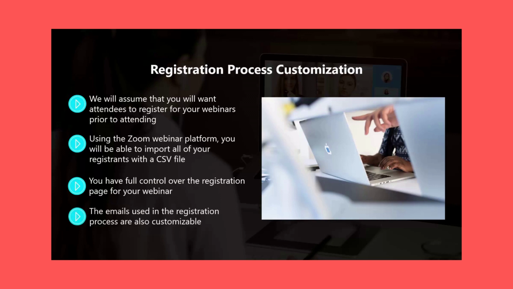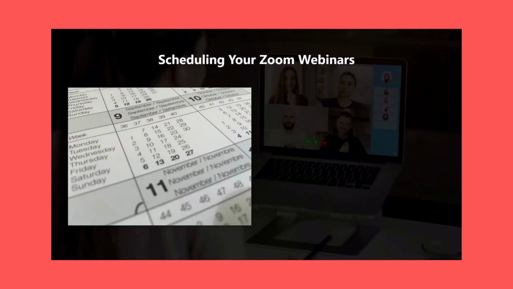The emails used in the registration process are also customizable. You decide what goes in these emails and which emails you want Zoom to send out for you. It is also possible for you to use a number of different URLs so that you can track where your attendees are located.